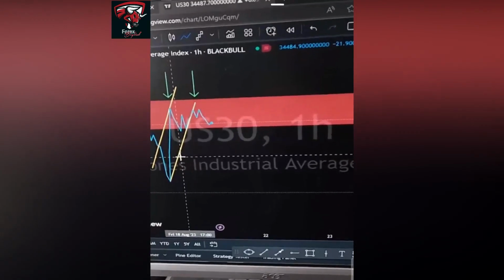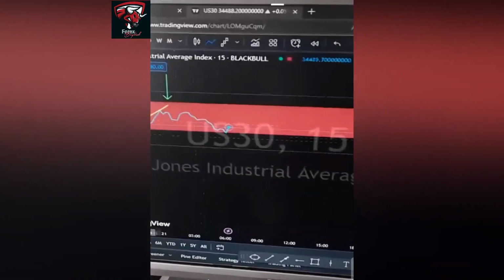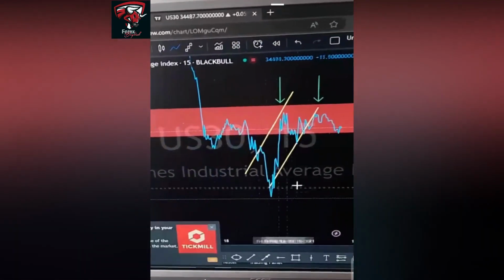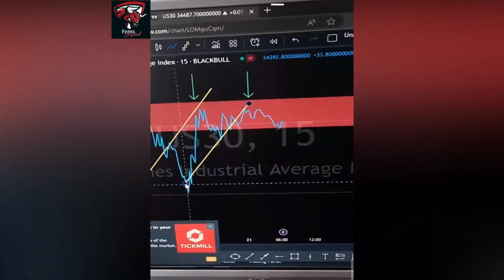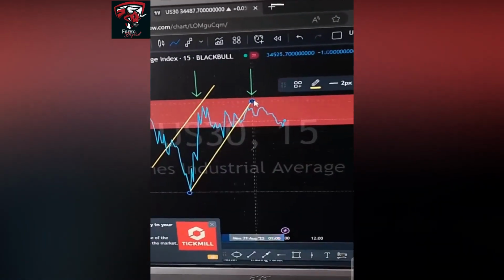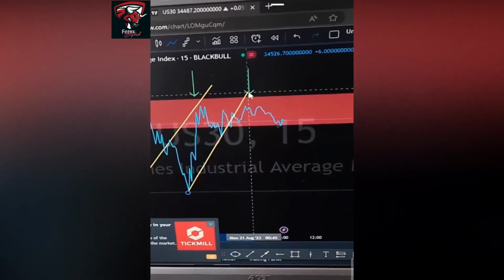So for us to see that clearly, let's go to the 15 minutes chart. That's where we end. We don't trade anything lower than 15 minutes, guys. We don't trade anything lower than 15 minutes. Let's adjust our zones. There we go, ascending channel.